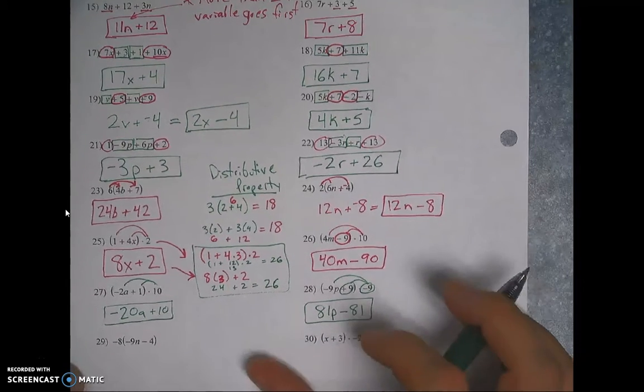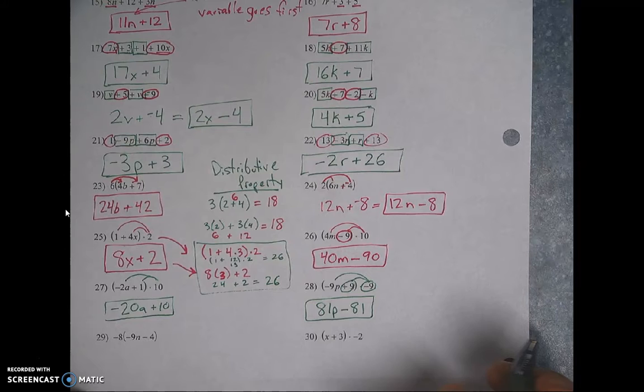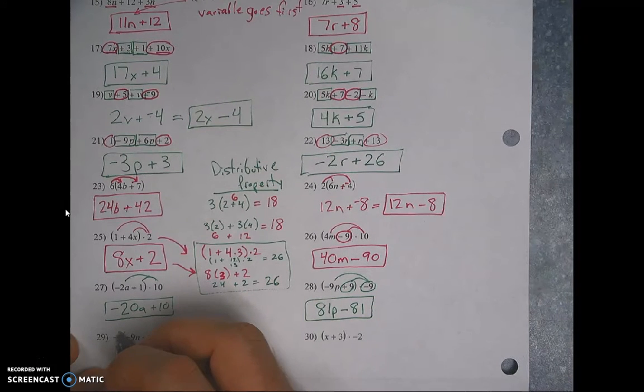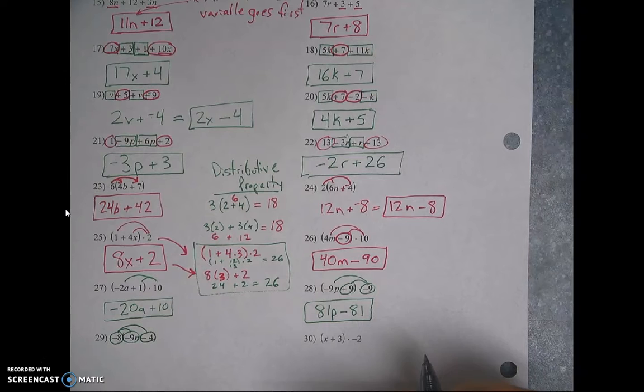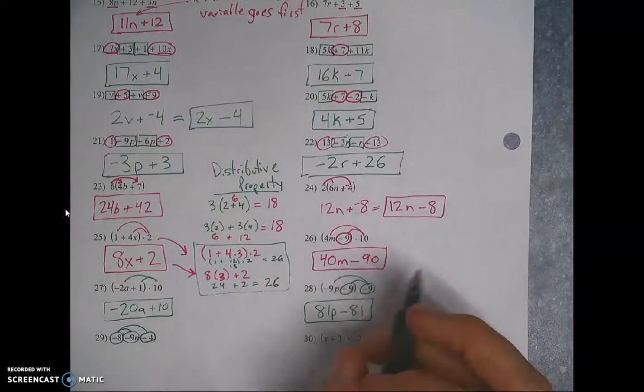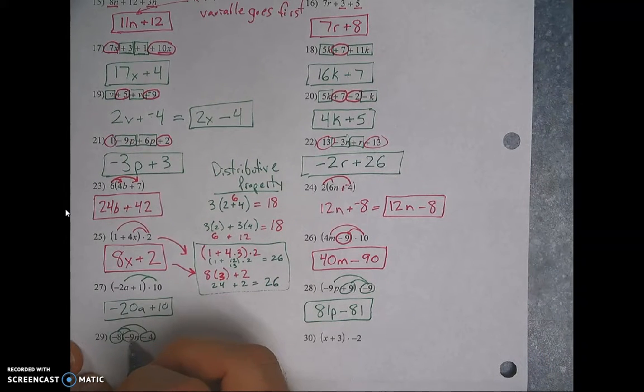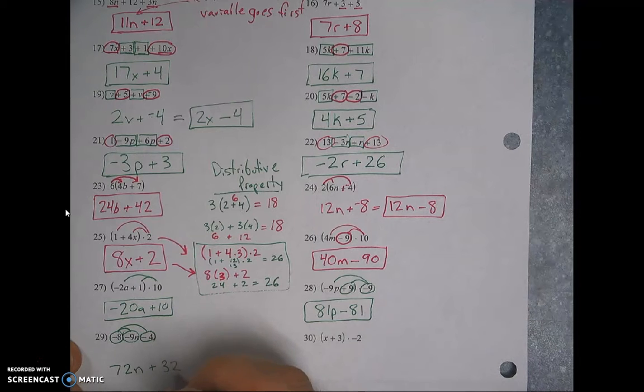29. We got a bunch of different negative numbers here. So it's going to be this negative 8 times negative 9 times negative 4. All of those minuses and negatives kind of are the same thing. So a negative times a negative is a positive. 72n. So negative 8 times negative 9 is 72. And then negative 8 times negative 4 is positive, so I'm going to put plus 32.